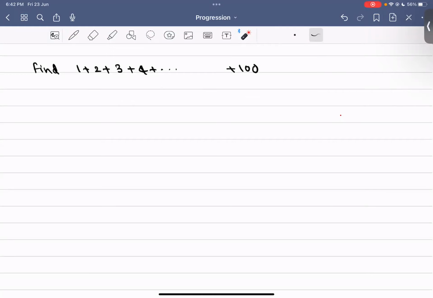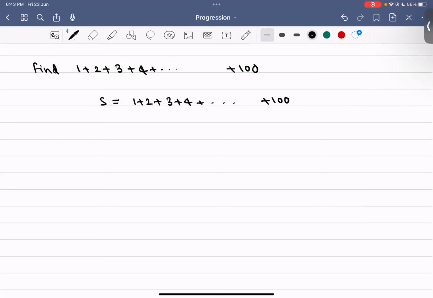So how did Gauss solve this question? If we add manually, 1 plus 2 is 3, 3 plus 3 is 6, 6 plus 4 is 10, 10 plus 5 is 15, it fills many papers and there is a chance of committing many mistakes. But Gauss did it this way. First he wrote S, which means the sum: S equals 1 plus 2 plus 3 plus 4 and so on up to 100.